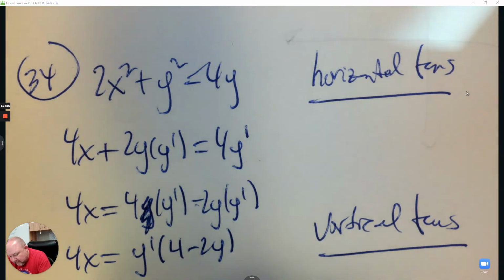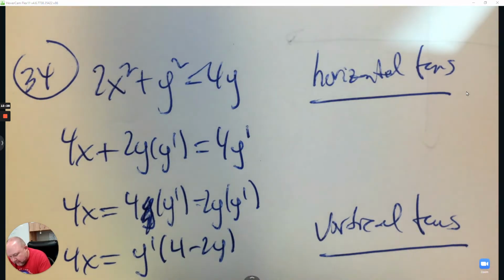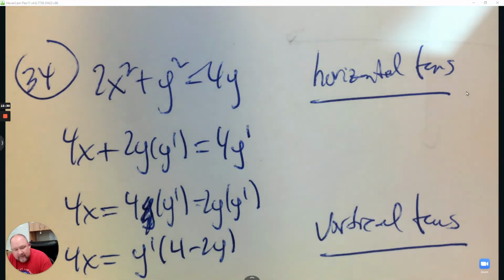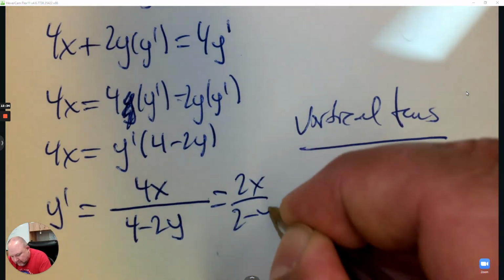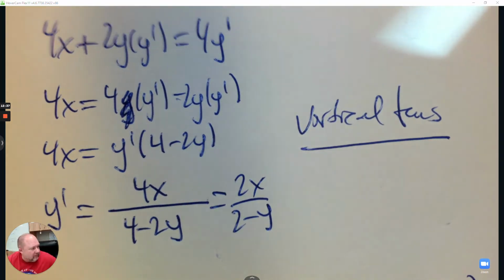And then I'm going to divide. So I'm going to rearrange this. So 4x is in the numerator and 4 minus 2y is in the denominator. If I simplify it, divide everything by 2, this is what I get. 2x over 2 minus y.